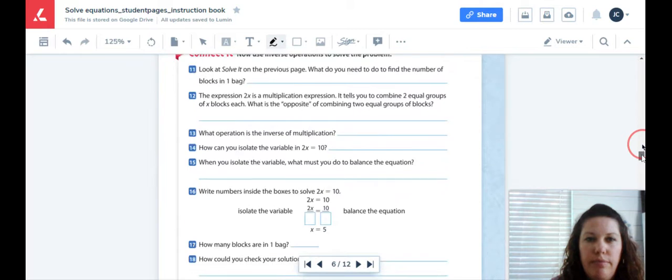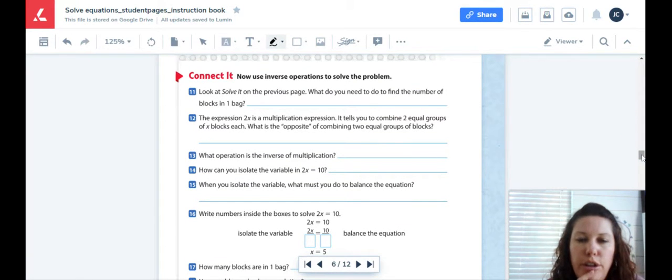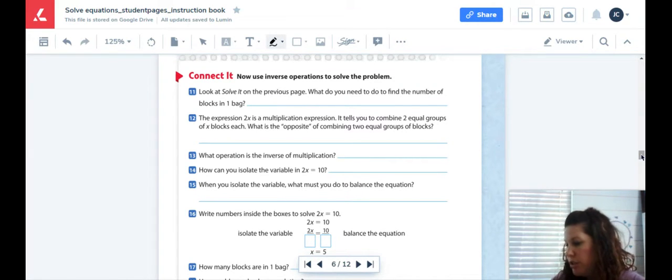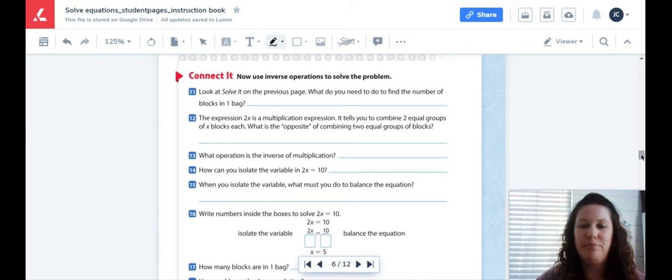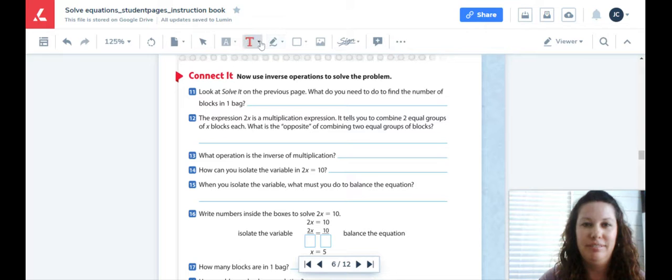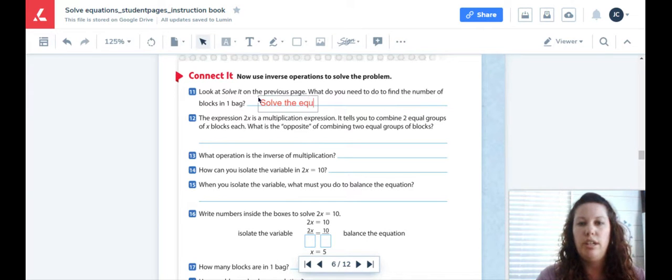Number 11. Look at the solve it on your previous page. What do you need to do to find the number of blocks in one bag? You've got to solve the equation. What's 2x equal to 10? So let's type that in. Solve the equation 2x equals 10. There you go.